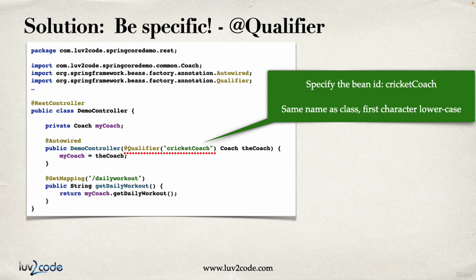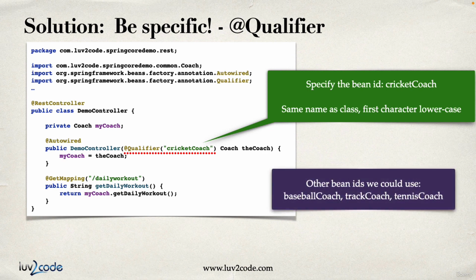And this will actually resolve the issue because now we're being very specific. We're saying, hey, use cricket coach as the injection for this given item. And there's other bean IDs out there that we could use, such as baseball coach, track coach, or tennis coach. But in this scenario here, we're making use of the cricket coach.